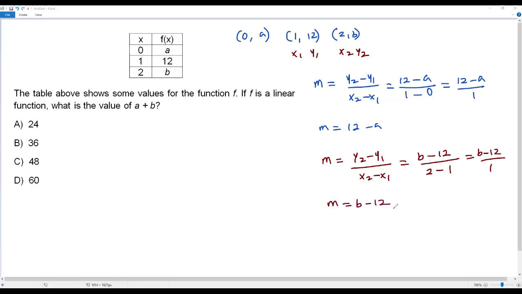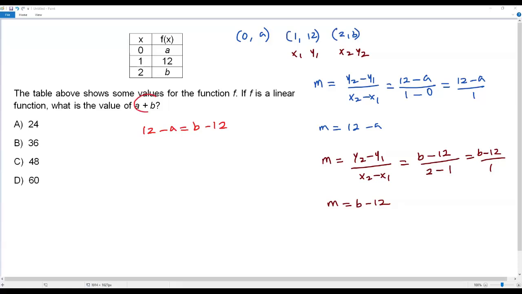So I got the slope of the given linear function f in 2 ways. The first way is using the first 2 points and the second way is using the next 2 points. In whichever way I find the slope of the linear function, the slope will be the same, because for any linear function the graph will be a straight line, and at any point the slope will be the same. So the slope from the first 2 points, 12 minus a, and the slope from the second and third points, b minus 12, must be equal. So now we can equate these two slopes. Then I'm getting 12 minus a equals b minus 12.